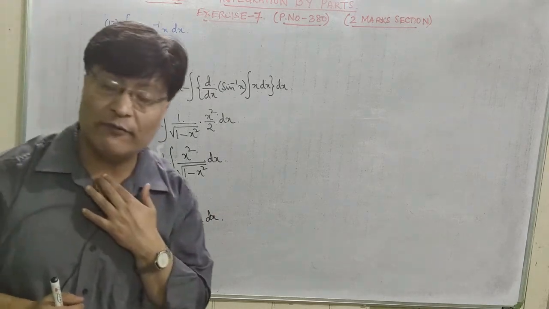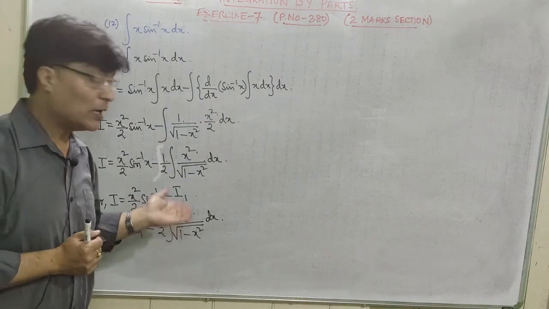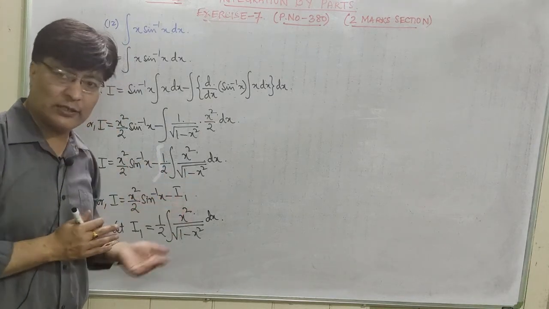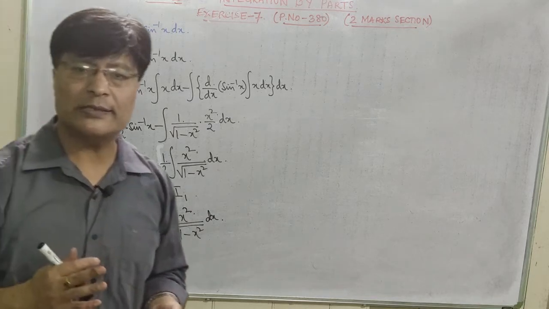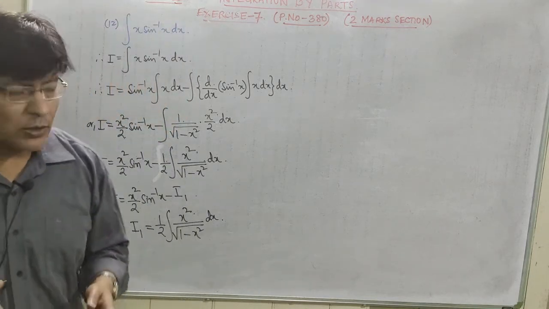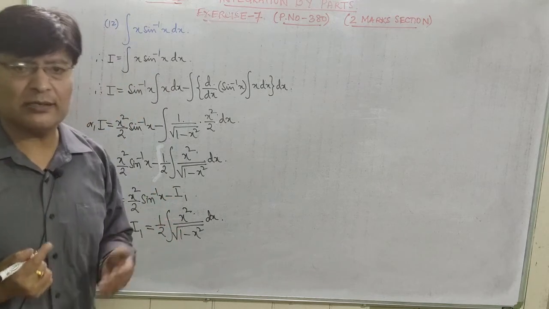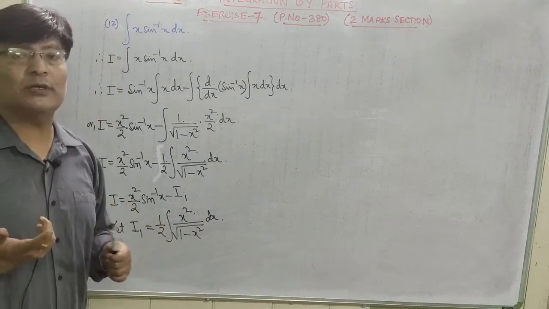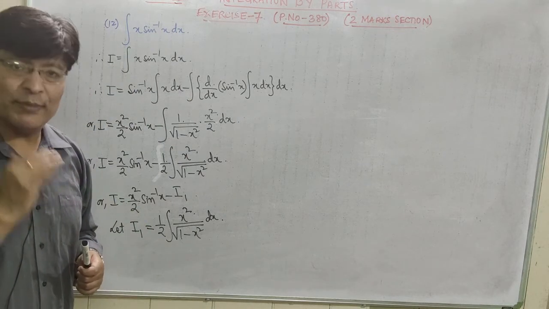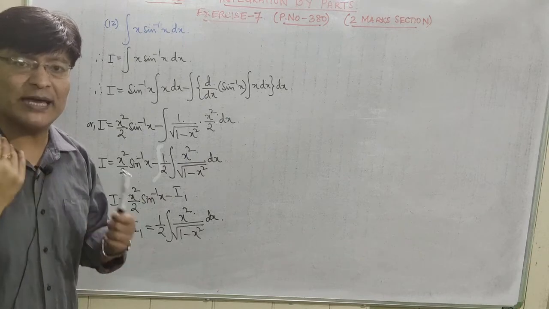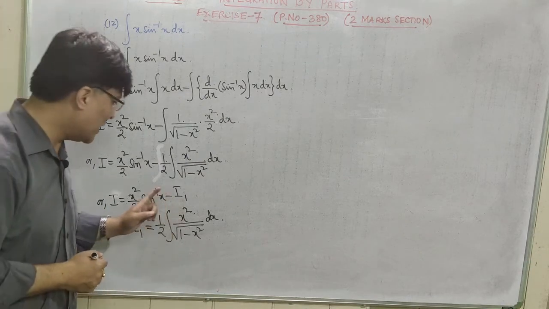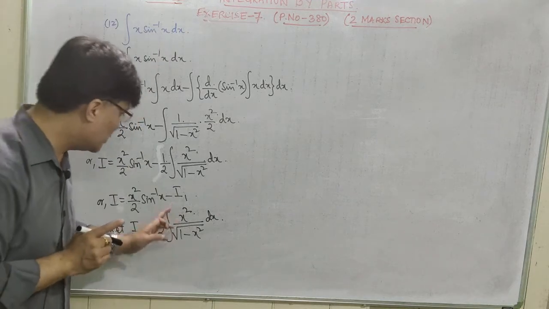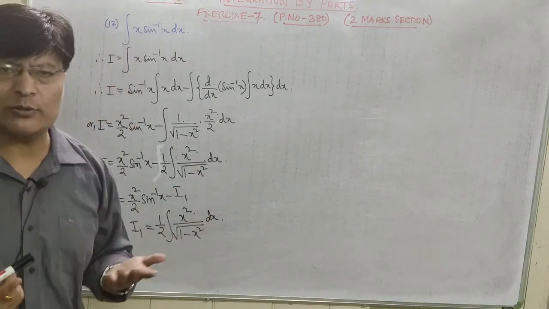So how can you evaluate this I1? How can you evaluate this integration? So in this case we have x square in the numerator and root over 1 minus x square in the denominator. So in this case you have to consider the expression under the square root, that is 1 minus x square. So in this case you can do the method of substitution by trigonometric function. So we can do trigonometric substitution method in this case. So within square root we have 1 minus x square. So what should be the value for x?